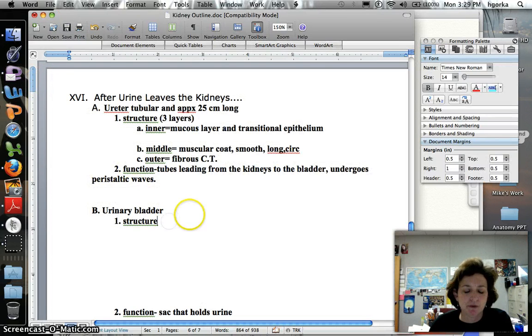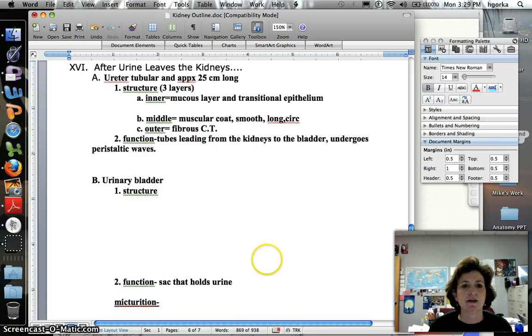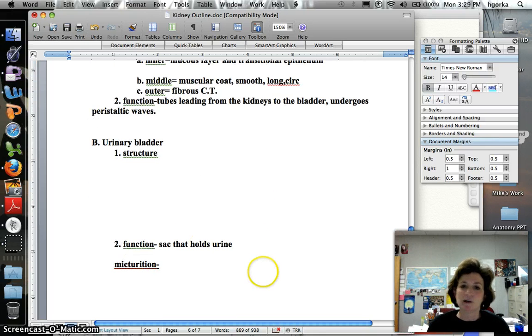So I'm going to go back to our structure of our kidney, so that's what we've got there. The function is that it's the sac that holds urine until it's time for you to urinate or micturate. So the other name for urination is micturition. We have a reflex center in the sacral portion of our spinal cord.